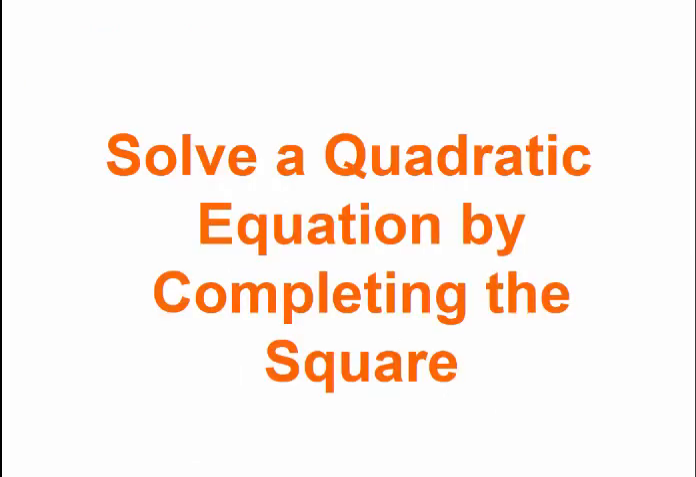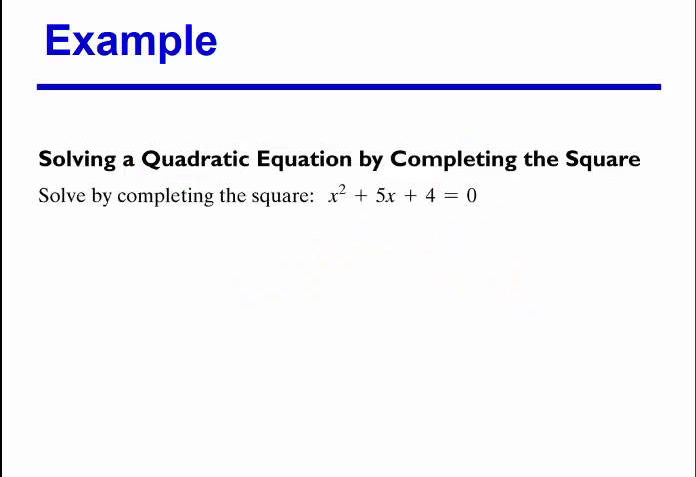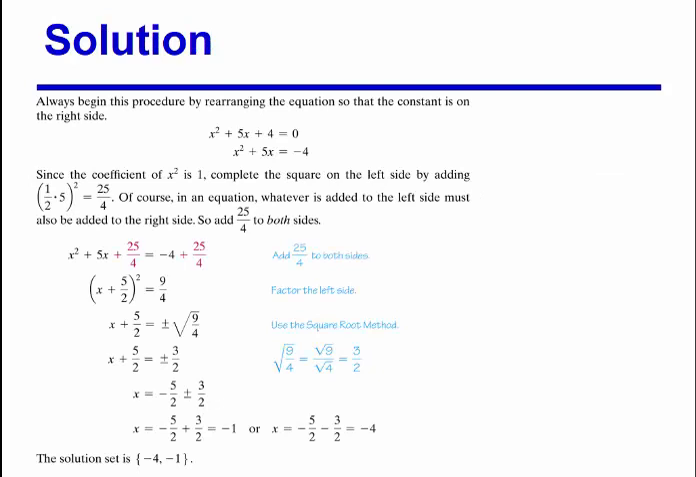Next one, solve a quadratic equation by completing the square. And we did this in class, so just a quick review. So x squared plus 5x plus 4 is equal to 0. The first thing you do is take the constant and move it over to the right side. So we end up with x squared plus 5x equal to negative 4.